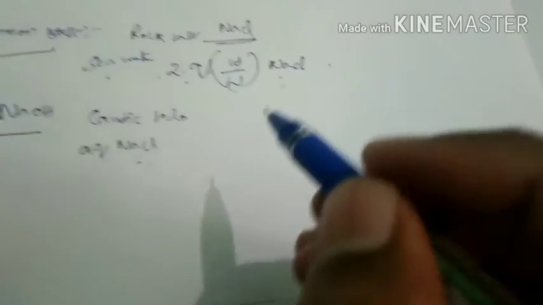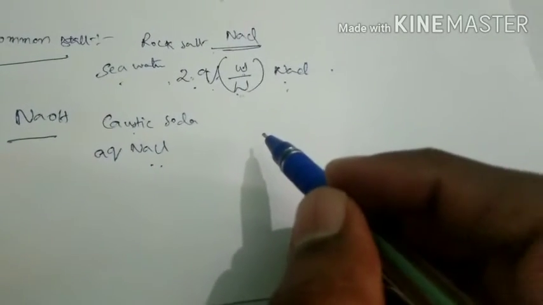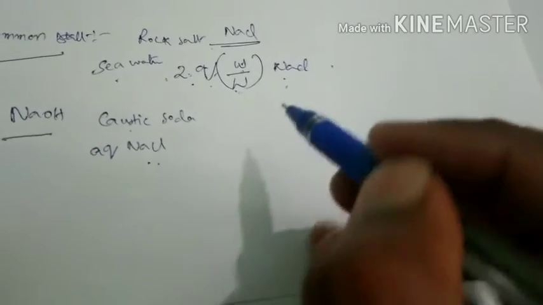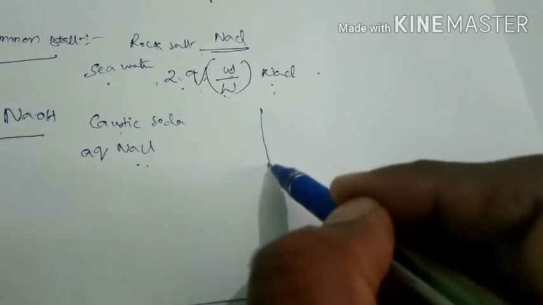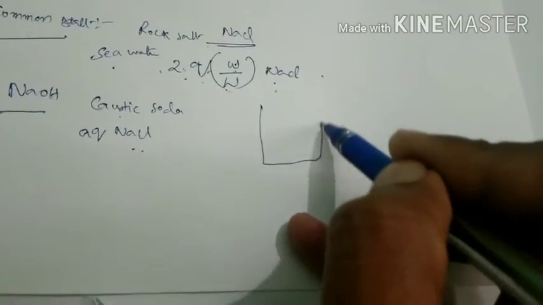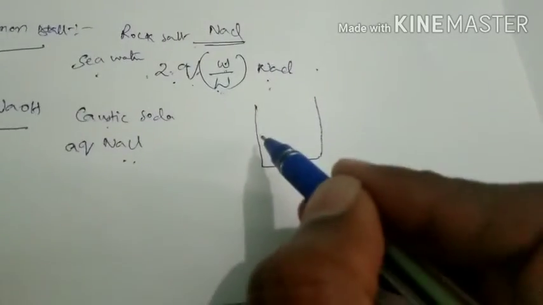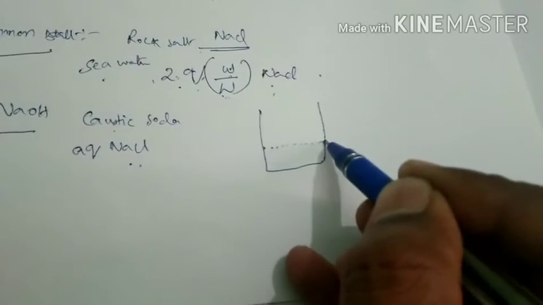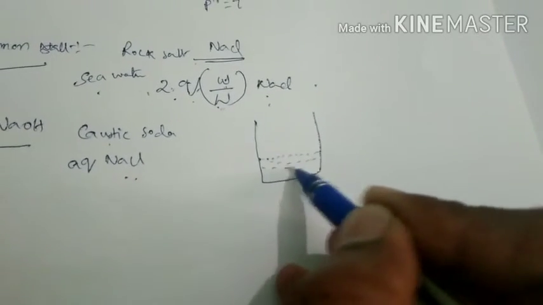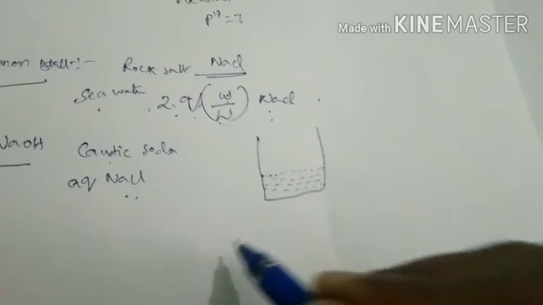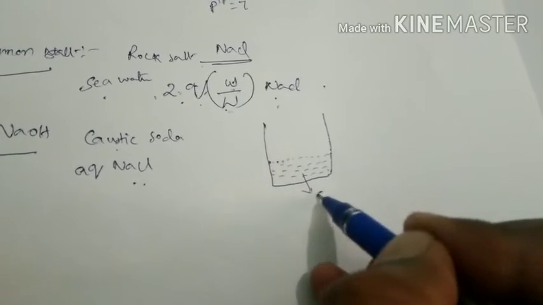So now I will just discuss the electrolysis process. See, this is the electrolytic cell. This is the electrolyte, that is aqueous NaCl.